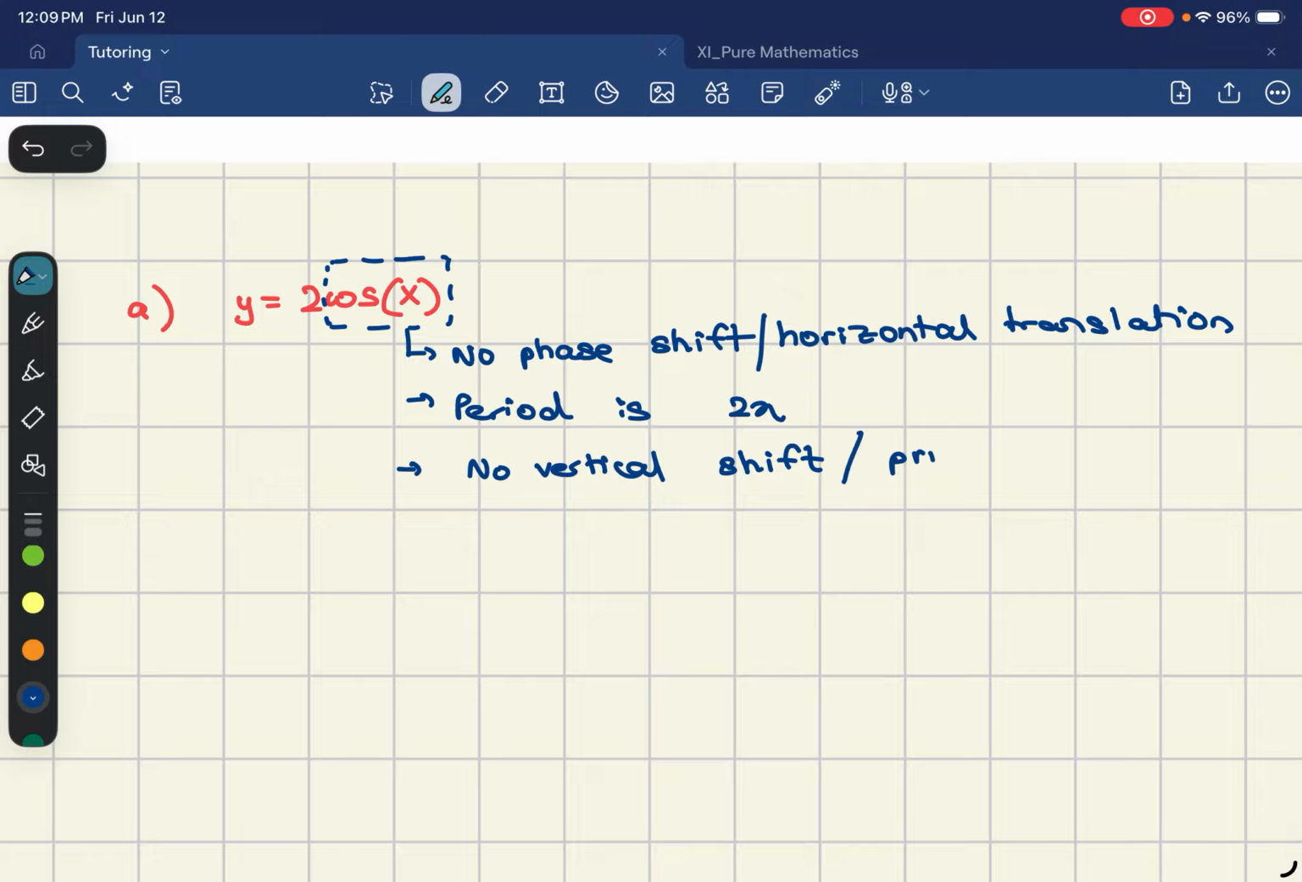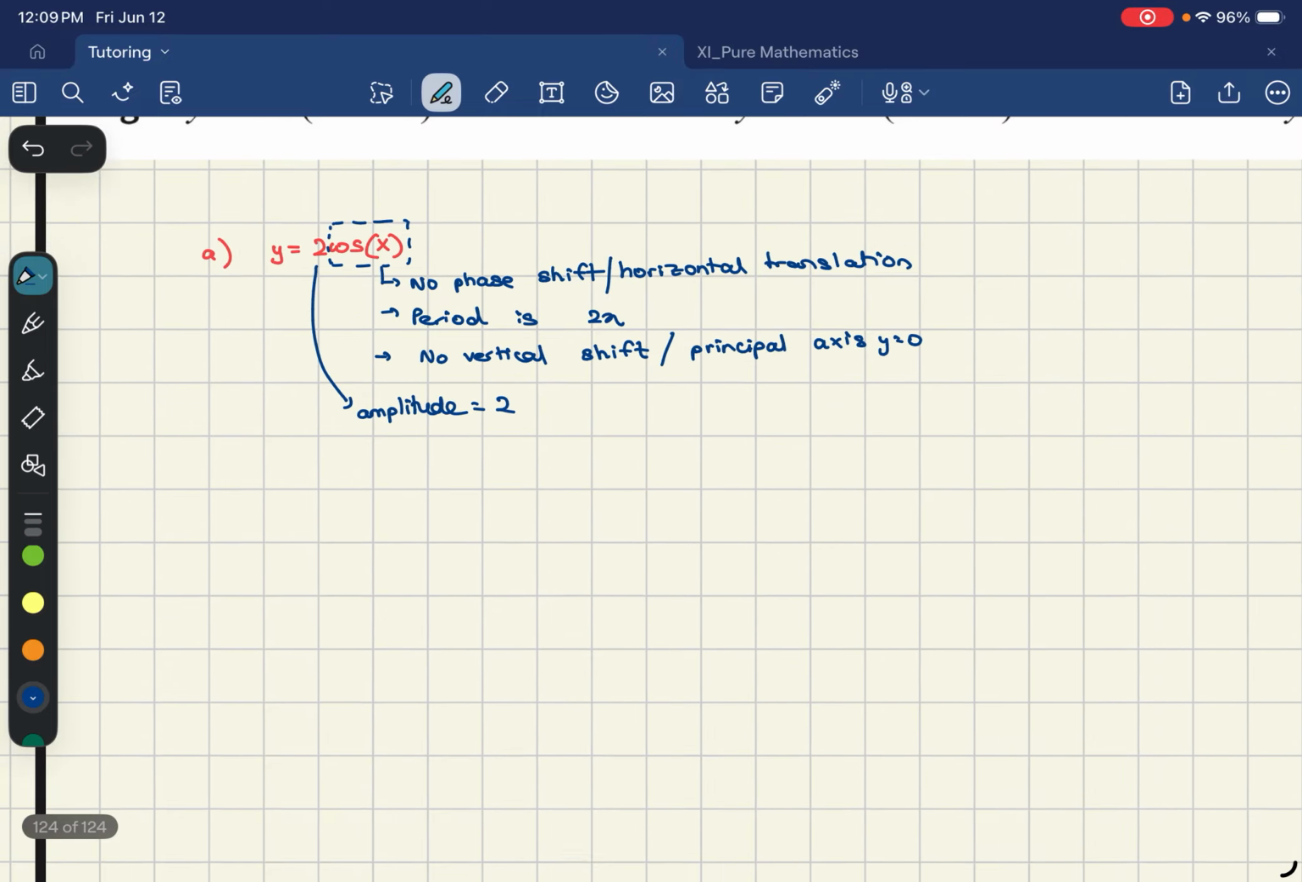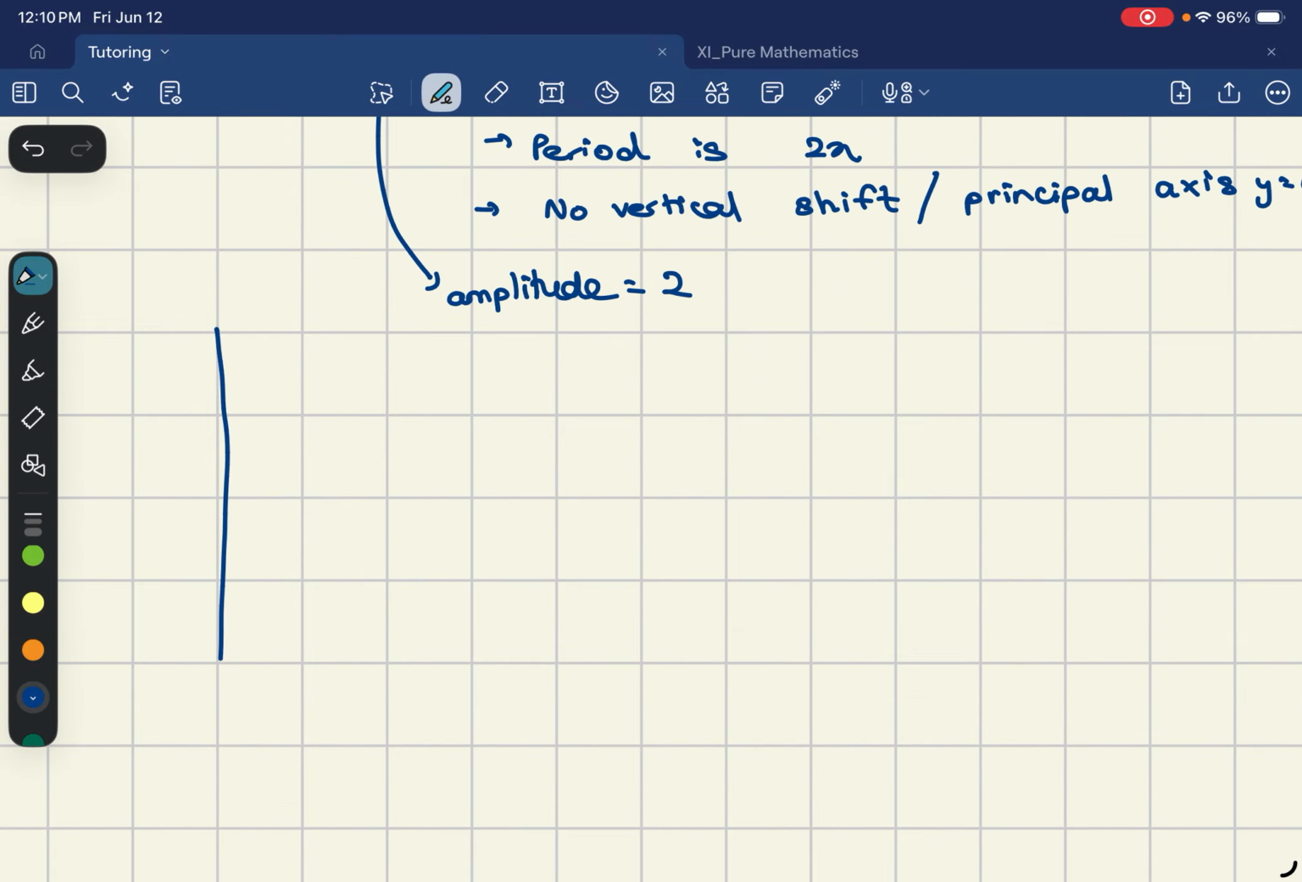That means the principal axis is at y is equal to 0, right? And now this gives you that the amplitude is equal to 2. So that is all that you need to know. It's a regular cosine graph with an amplitude of 2.